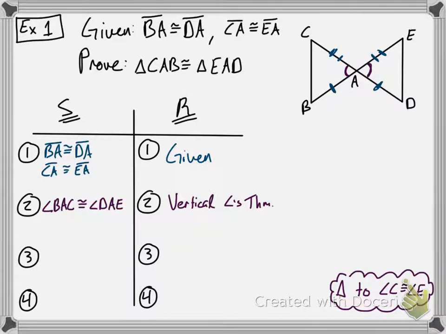And that leads us into phase 3, where we take our information. We have our 3 pieces. You can see that in the proof, in the 2 columns, or in the picture. And we have enough information to prove that the 2 triangles, triangle CAB is congruent to triangle EAD. And that is by side, angle, side there.